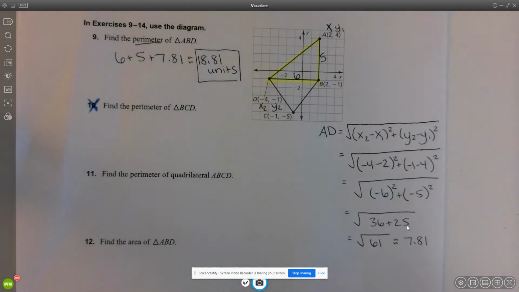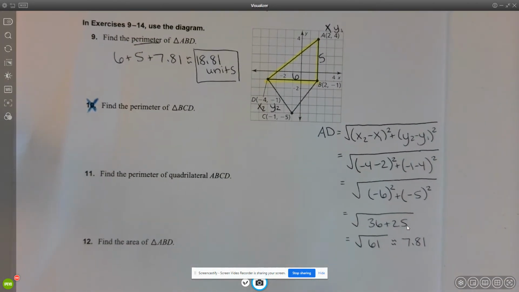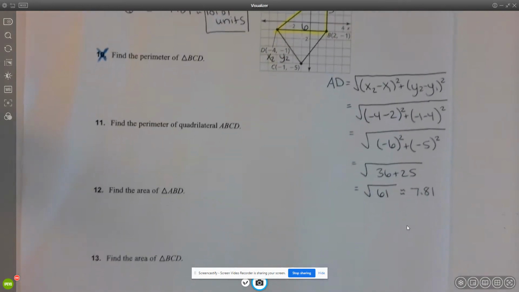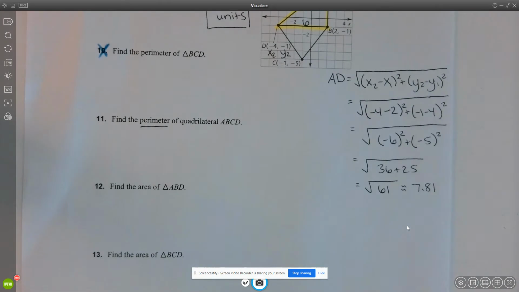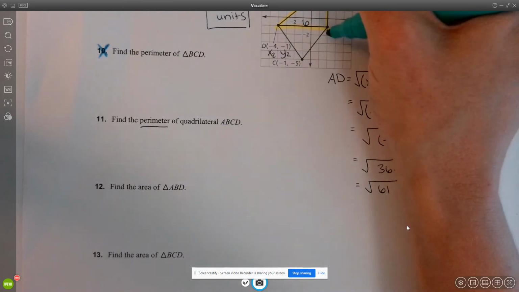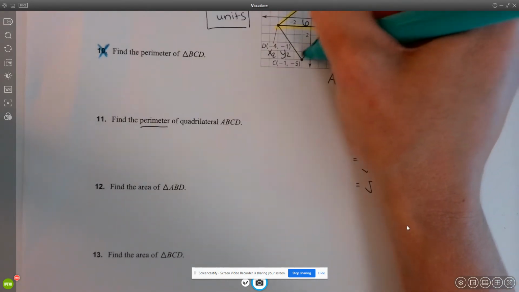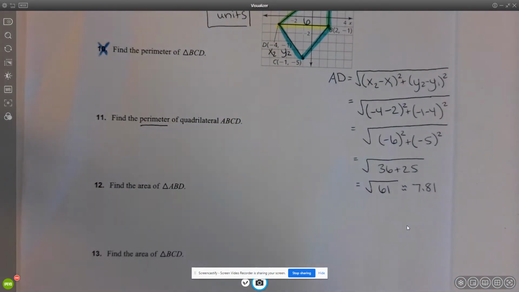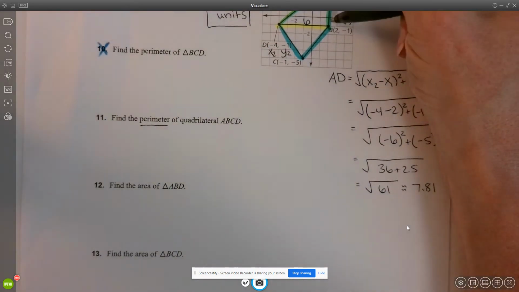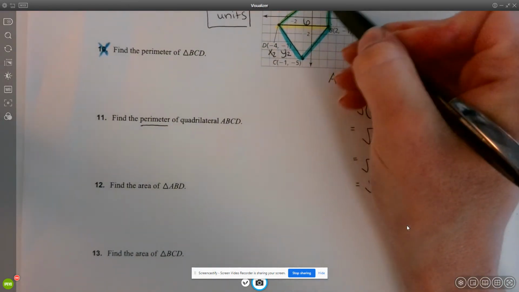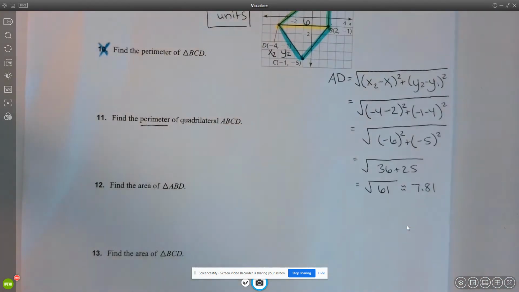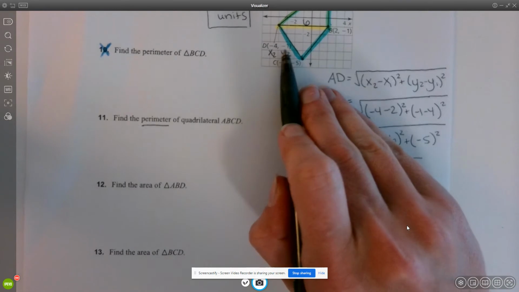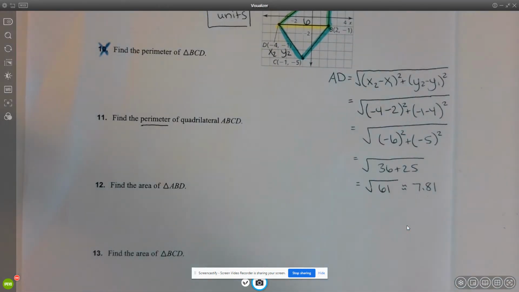We're going to skip number 10 to save a little bit of time, and we're going to move on to number 11. We're going to find the perimeter, so the distance around quadrilateral ABCD. This is one where I can use this length I've already counted. I have found this distance, which is 7.81, but I still need to find these distances. So we are going to have to use the distance formula again, twice.